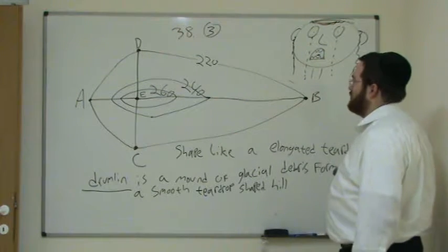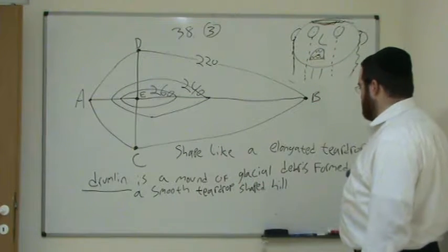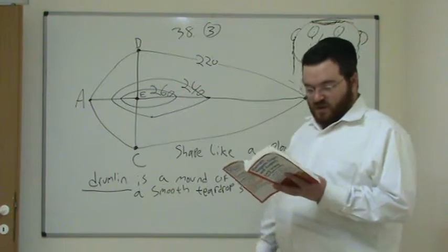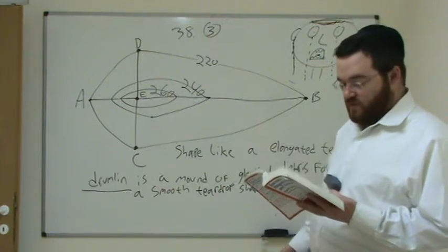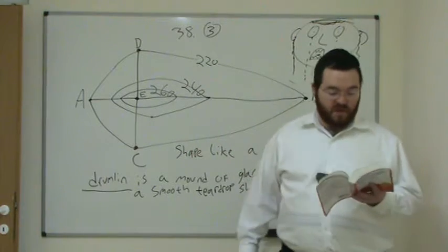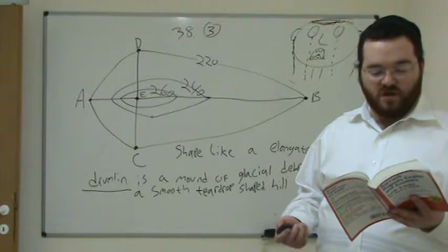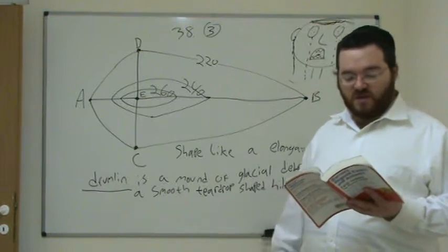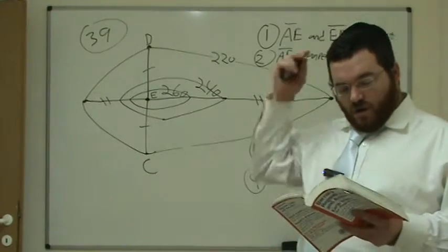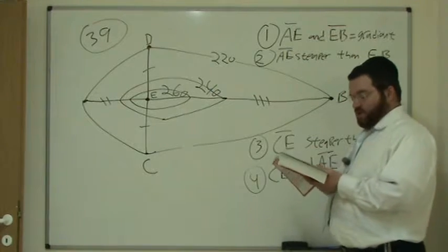And that's a drumlin. So the answer to question 38 is answer 3. Because a drumlin is a mound of glacial debris formed into a smooth teardrop-shaped hill. It is not a sand dune, it's not U-shaped, and it does not look like an outwash plain. So the only answer to question 38, the glacial deposit is best identified as a drumlin. Answer 3. Question 39. Which description best compares the gradients of the hill?